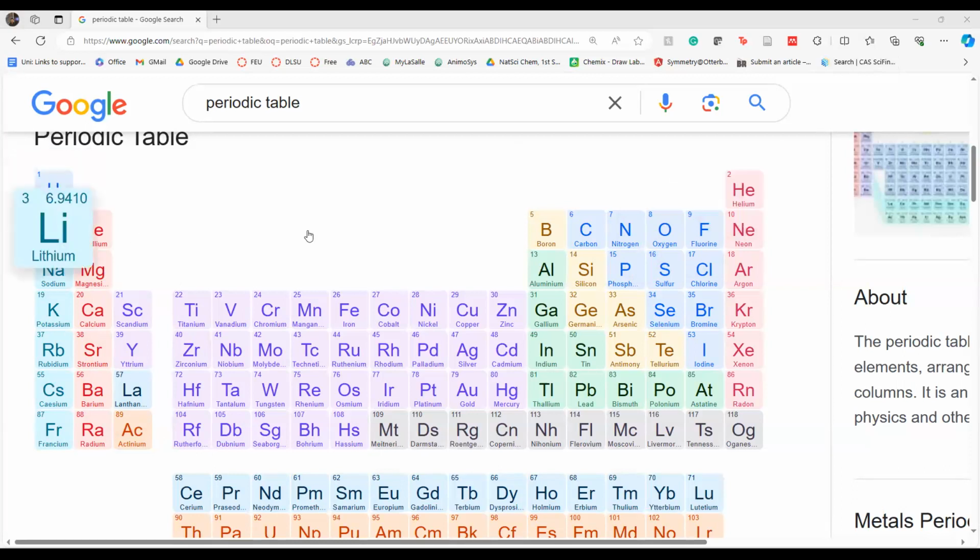Okay. So that means boron is less electronegative than carbon, which is less electronegative than nitrogen, which is less electronegative than oxygen, which is less electronegative than fluorine. Okay? So going up, it's also increasing. That means tellurium is less electronegative than selenium, which is less electronegative than sulfur, which is less electronegative than oxygen.